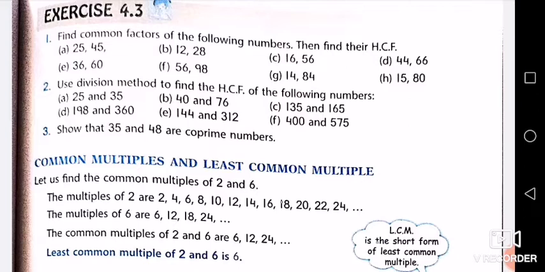Now let's start our first question, which is 25 and 35. Now which is the greatest number among 25 and 35? Yes, the bigger number is 35 and the smaller number is 25. So the bigger number 35 will become the dividend and the smaller number 25 will become your divisor. So let's start this question.